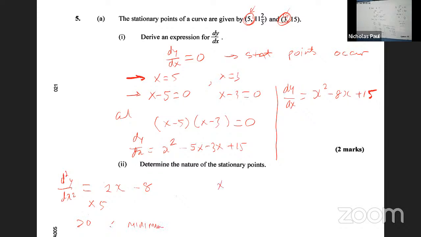And when x is equal to 3, d2y dx squared is less than 0. Therefore, maximum. Okay?